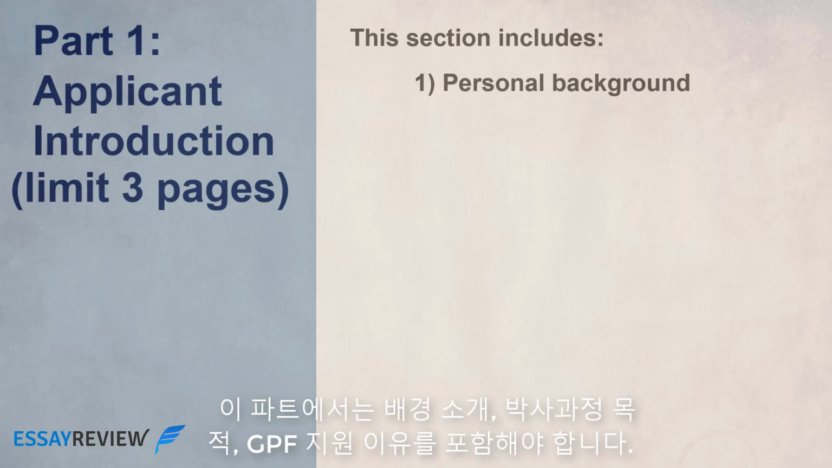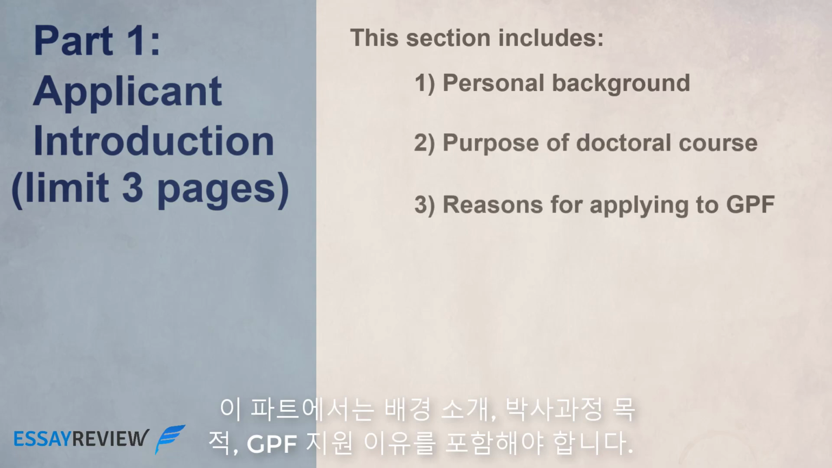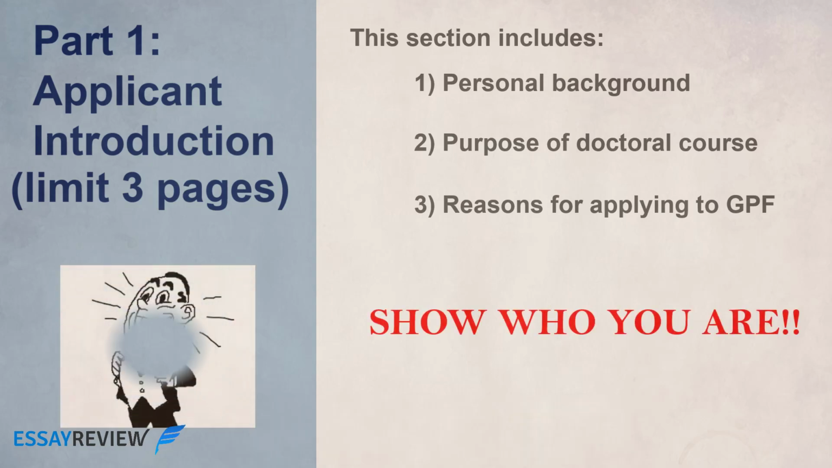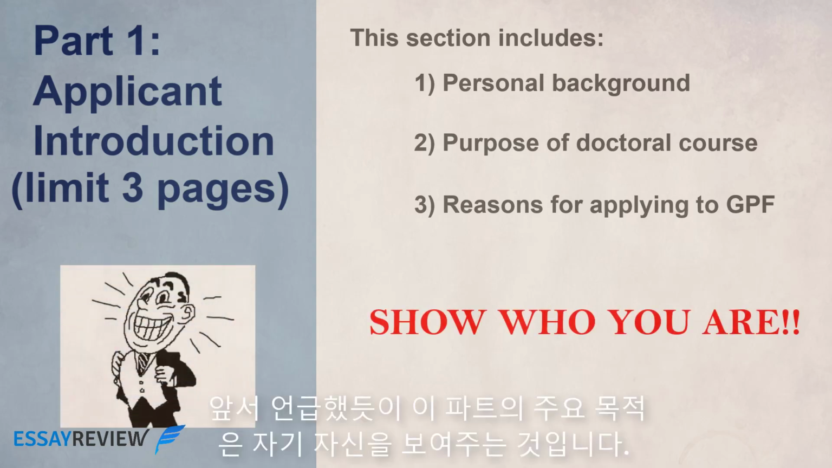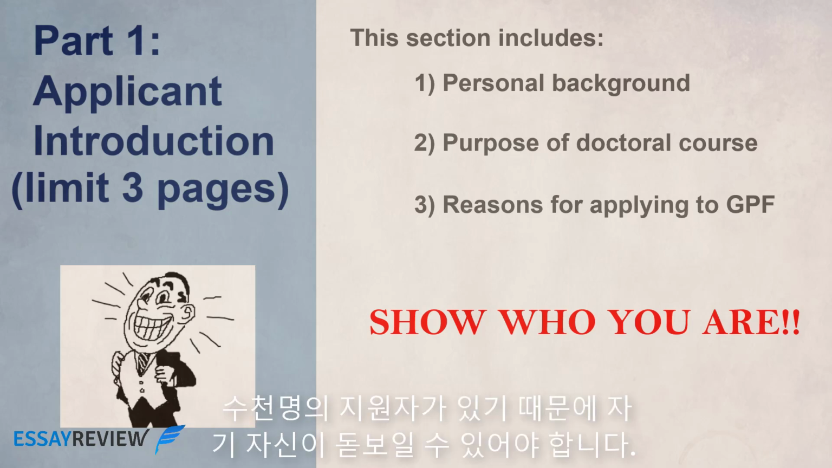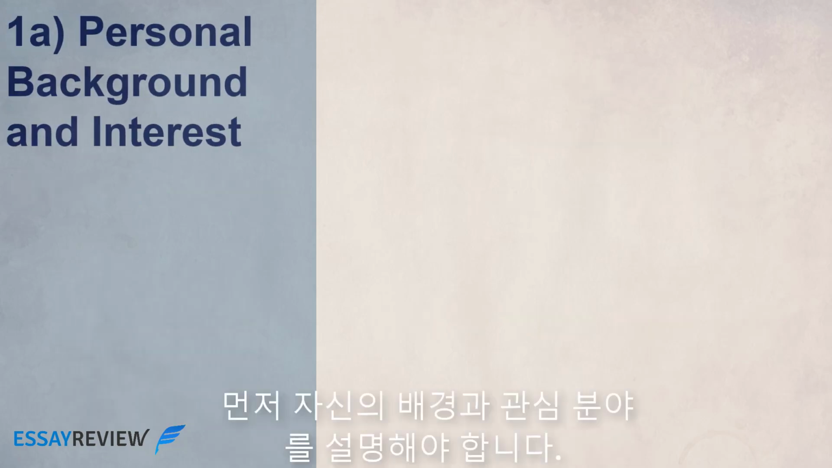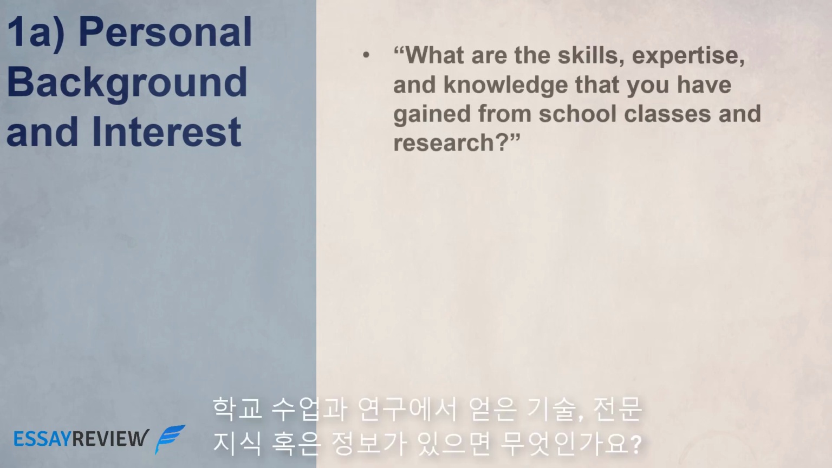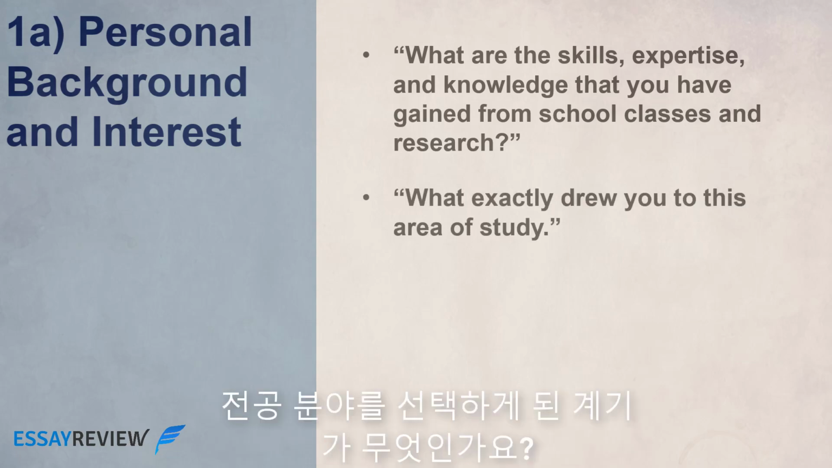This section includes personal background, purpose of doctoral course, and reasons for applying to the GPF. As we mentioned before, the main purpose of this section is to show who you are. Because there are so many applicants, you want to stand out as an individual here. In the first part of this section, you want to talk about your personal background and interest. Answer the question: what are the skills, expertise, and knowledge that you have gained from school classes and from research? What exactly drew you to this area of study?